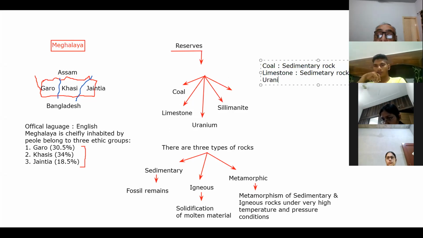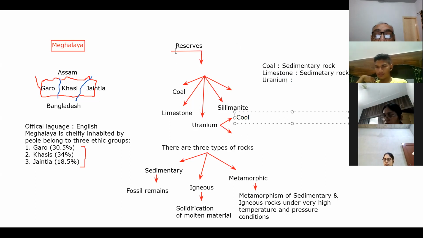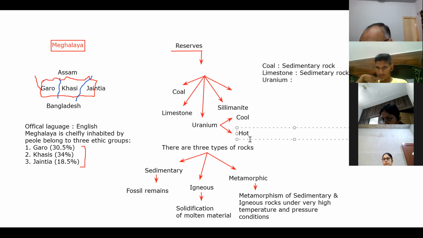And as far as uranium is concerned, uranium usually occurs in two types of settings. You should note it. So what are the two types of settings in which uranium occurs? One is that uranium occurs in the cool settings, and the second is that uranium occurs in the hot settings. Hot settings.